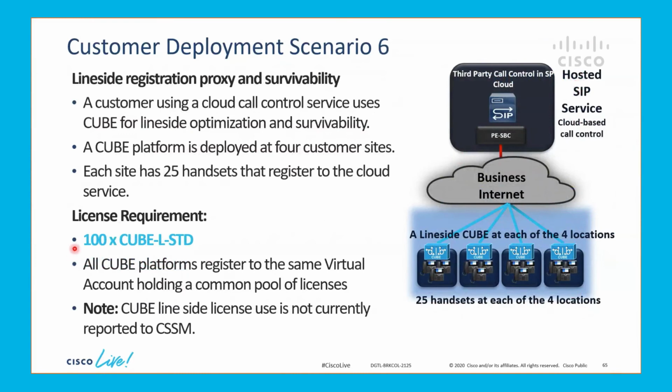What you will need is 100 CUBE line side CUBE-L standard licenses. Again, all the CUBEs will be registering to the same virtual account, holding a common pool of licenses. Remember, CUBE line side license usage is not reported to CSM as of today.